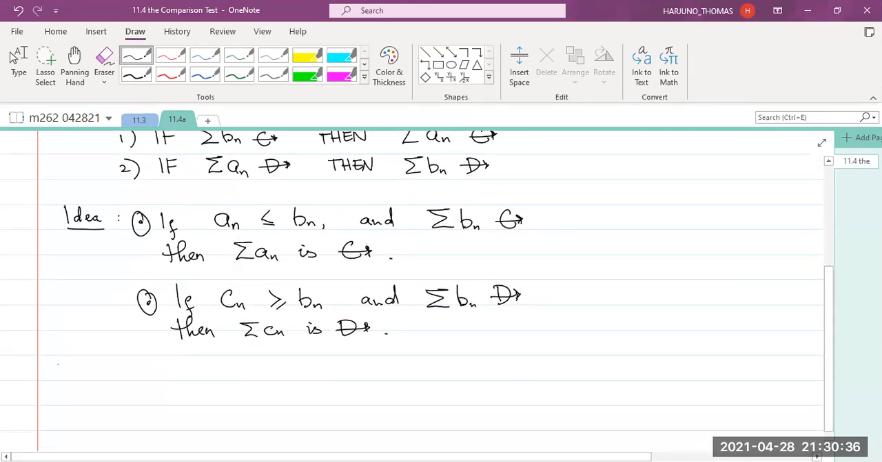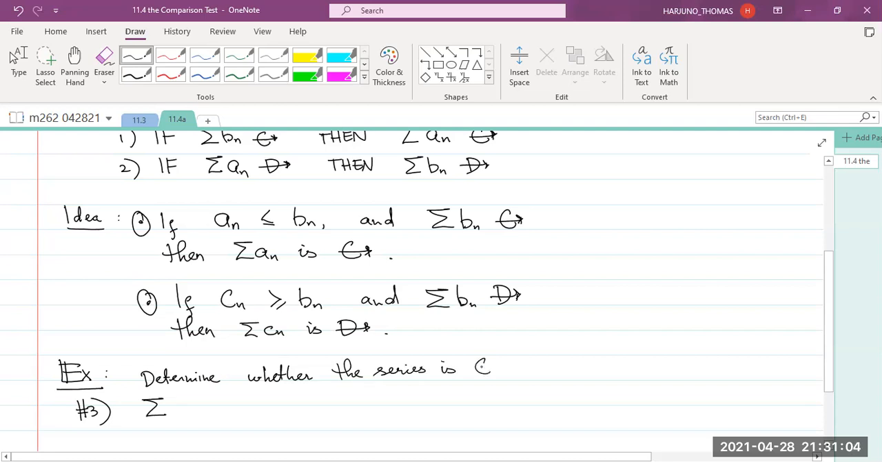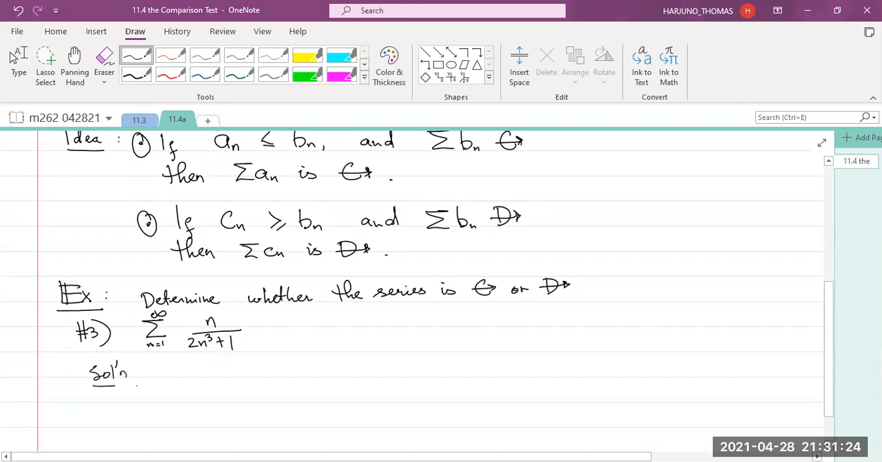Okay, let's do problems now. Example, let's see number 3. Determine whether the series is convergent or divergent. Number 3, the series from 1 to infinity of n over 2n cubed plus 1. Okay, solution. n over 2n cubed plus 1 is clearly less than n over 2n cubed, right?